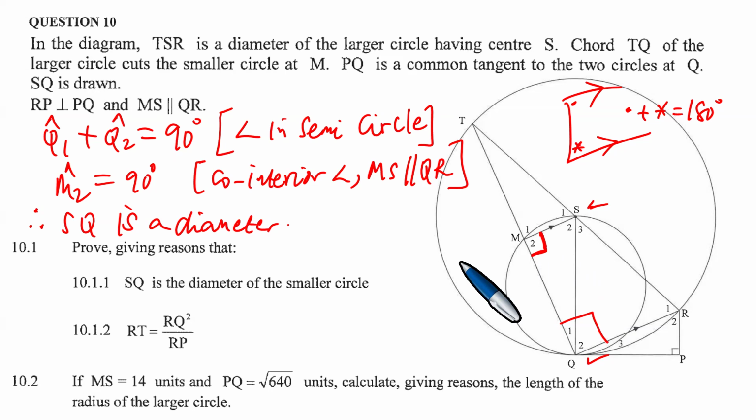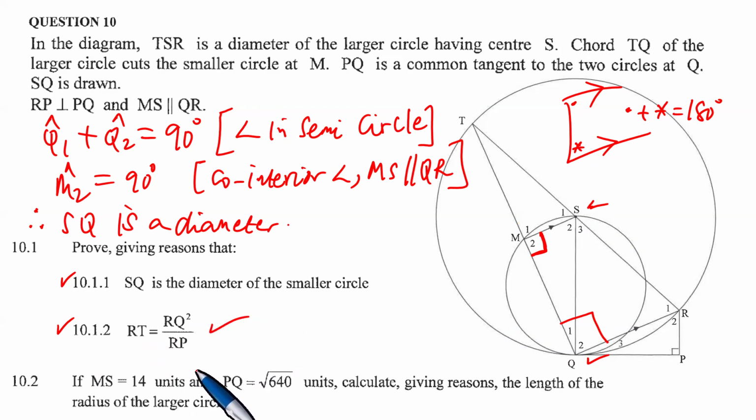So we continue to solve these particular problems. What's the question about this? We have just done 10.1.1, which said prove, giving reasons, that SQ is the diameter of the smaller circle. We've shown that SQ is the diameter of the smaller circle because SQ subtends an angle of 90 degrees at its circumference. Next, we need to prove 10.1.2: we need to prove that RT is equal to RQ squared over RP.